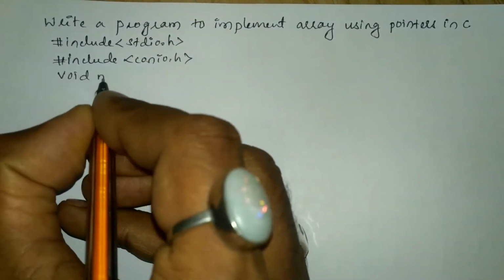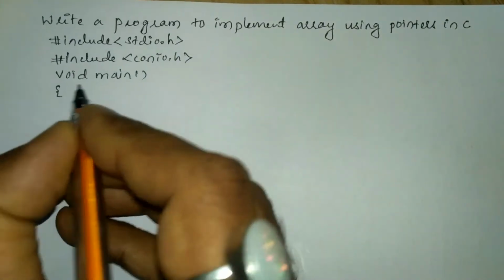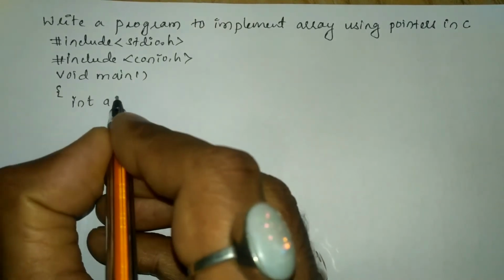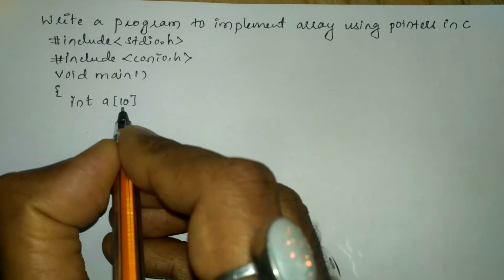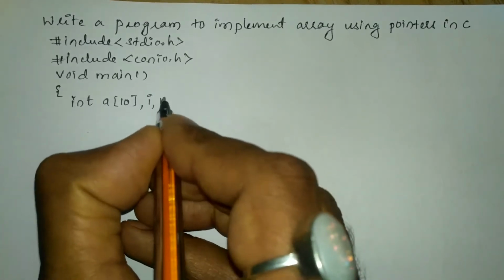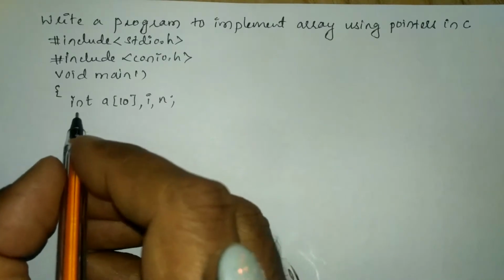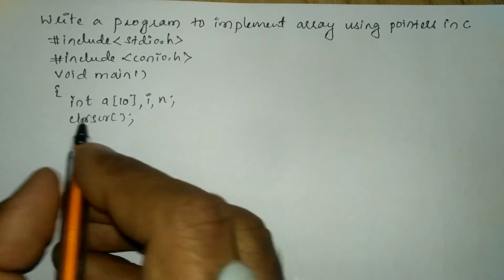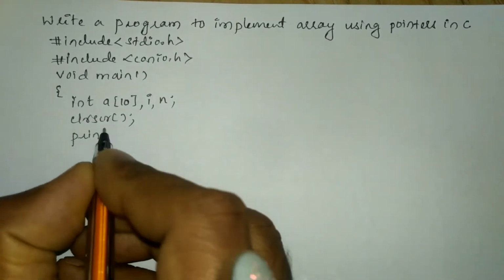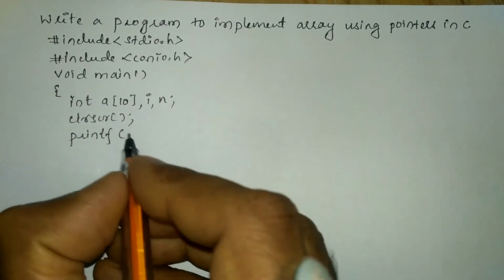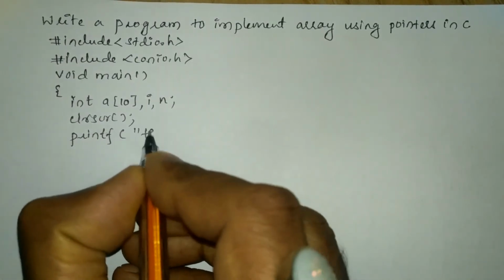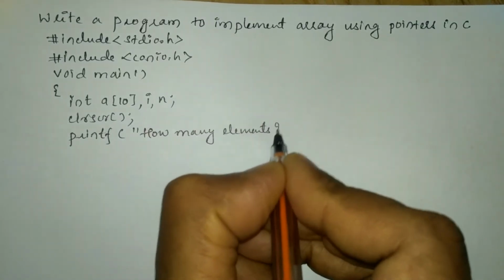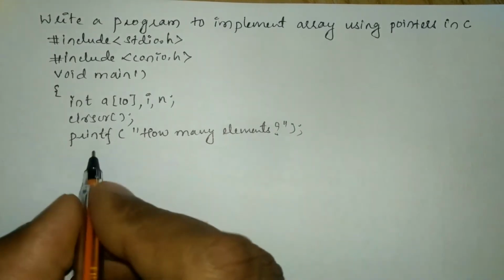Now we will write the void main function, curly open brace, and here I'm going to declare the variables of type integer: array a of size 10, comma, i is an index variable, n is the number of elements. Now I'm going to write the clrscr function which is used to clear the screen. I'm going to ask the user to enter how many elements using a printf statement. In double quotation marks, I'll write how many elements, question mark, end the double quotation mark, close the bracket and put a semicolon.